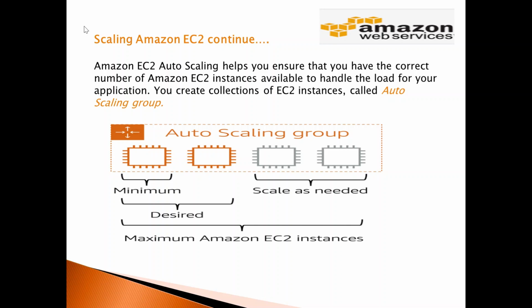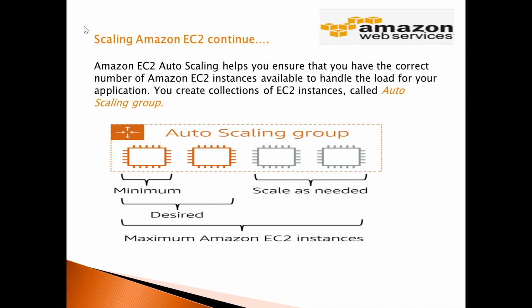By adding Amazon EC2 auto scaling to an application, you can add new instances to the application when needed and terminate them when no longer needed. So this is the approach of scaling. When you create an auto scaling group, basically it's a logical group. An auto scaling group contains a collection of EC2 instances that are treated as a logical grouping for the purpose of automatic scaling and management.